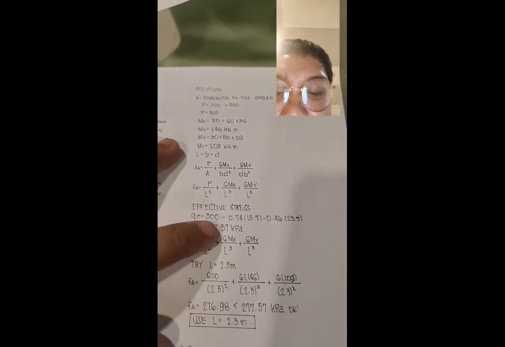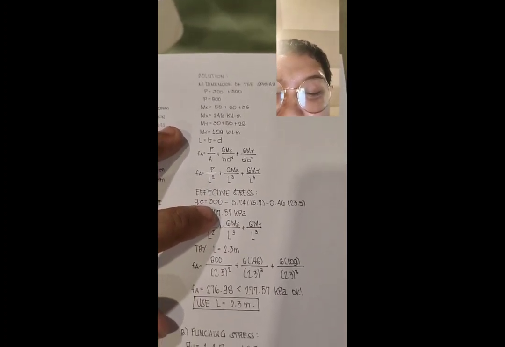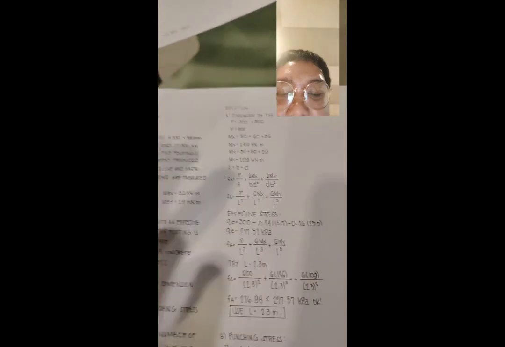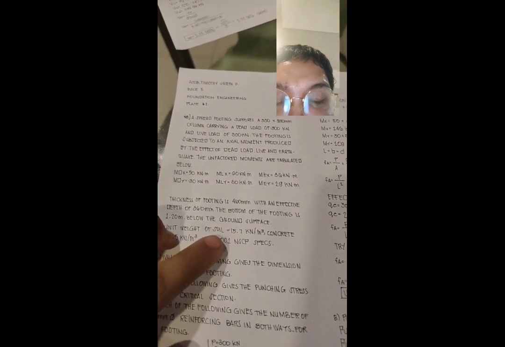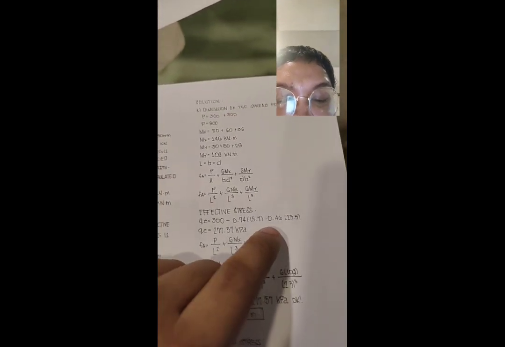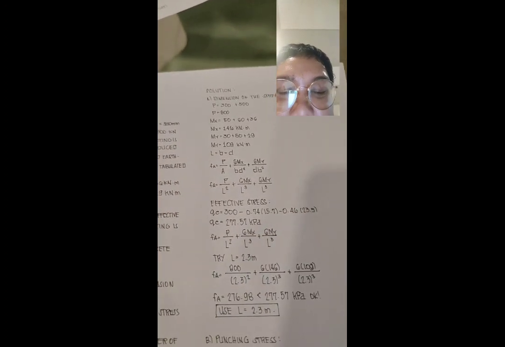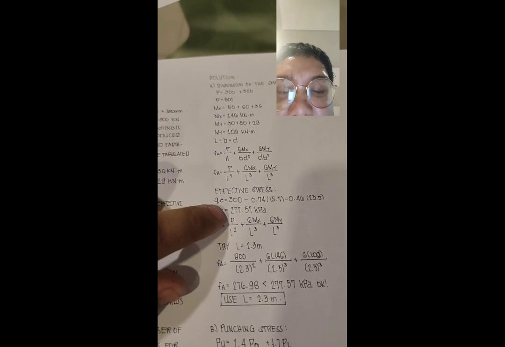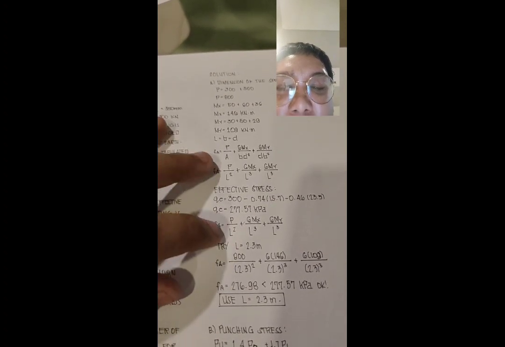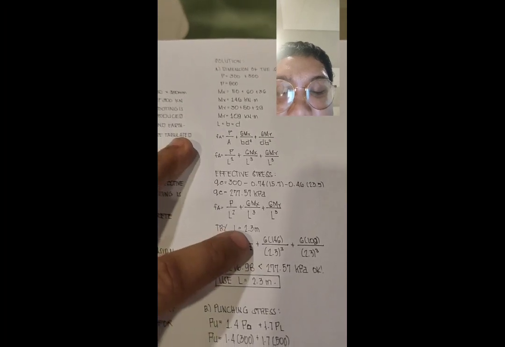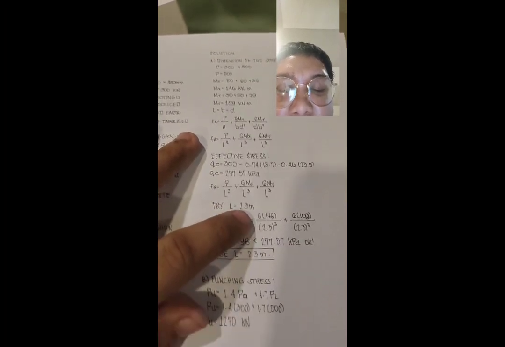Next, effective stress, we get QE is equal to 300, yun, yung dead load, minus 0.74 times 15.7 yung unit weight ng soil. And here is minus 0.46 times unit weight ng concrete, 23.5. We get QE is equal to 77.57 kPa. Again, we're gonna use this formula here to try the length, which is 2.3 meter.